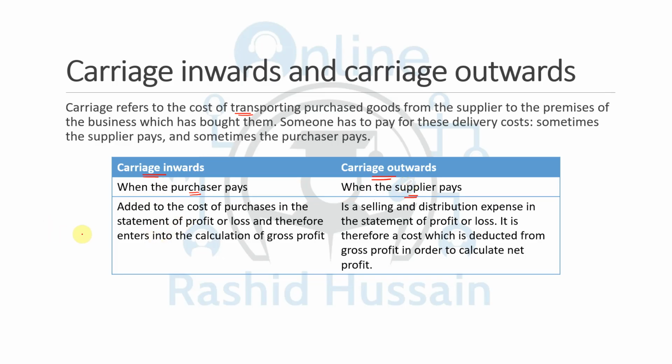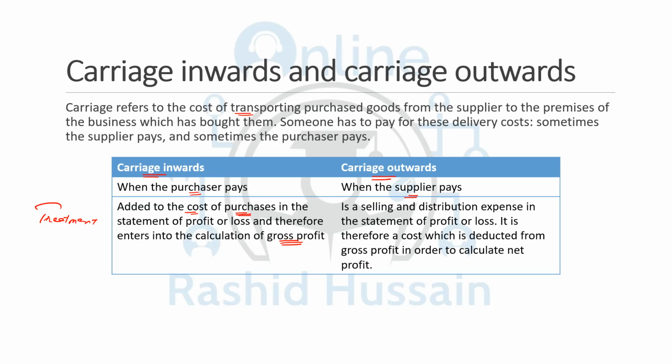So what is the treatment? Now this is the treatment as well as the impact on the profit. So simply it makes sense. When you are the buyer, you are the purchaser, and you pay the carriage inward cost, that means it's your direct cost. So what you're going to do is add it to the cost of purchases in the statement of profit or loss. You add this amount to the purchases because it's the cost that you're bearing to bring the inventory to its present location and condition. So it affects the gross profit calculation.